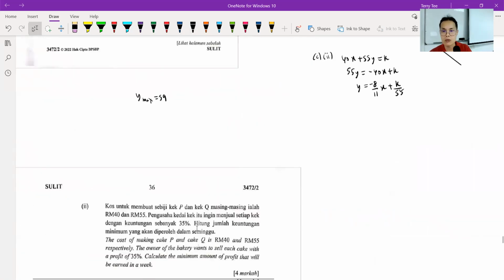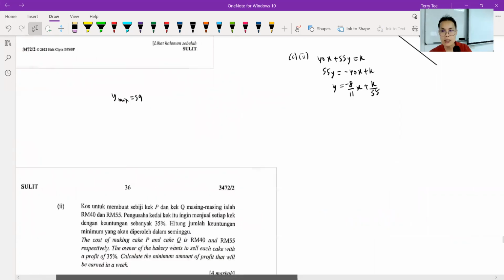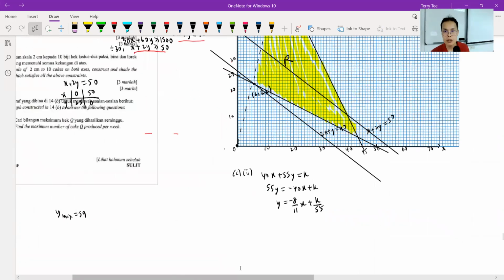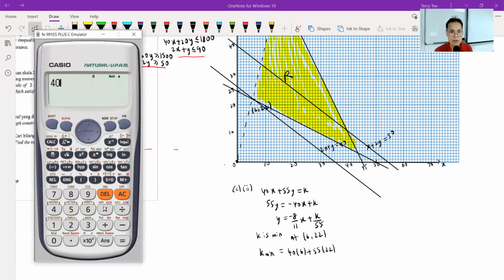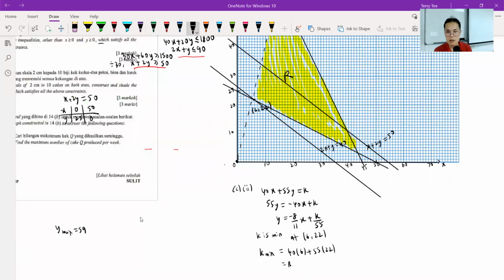So now let's go back to this question. Minimum cost happens when k is minimum. K is your cost at (6, 22). So k minimum will be 40 times 6 plus 55 times 22. Okay, so let's use a calculator. 40 times 6 plus 55 times 22. So this will give us 1450. Yeah, RM 1450. Okay, so this is a minimum cost.